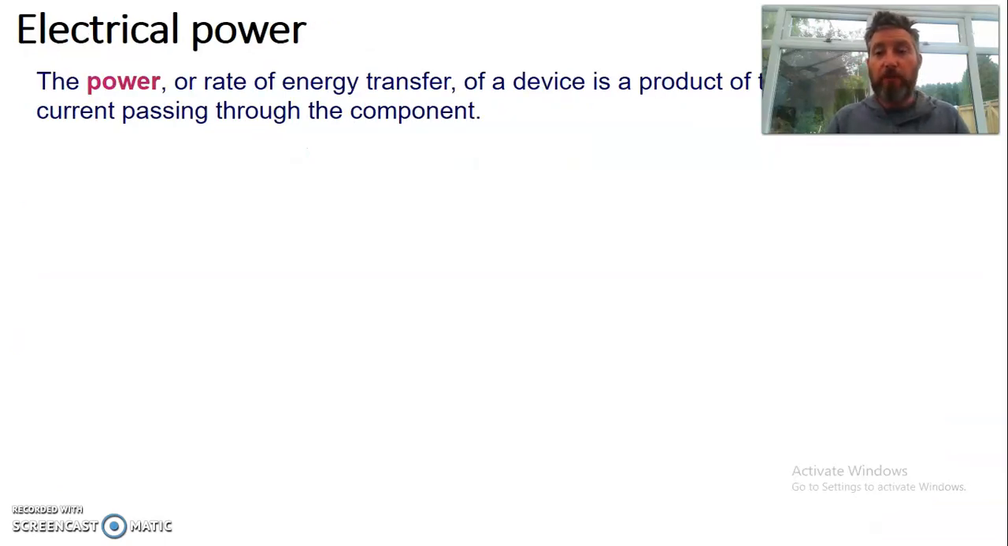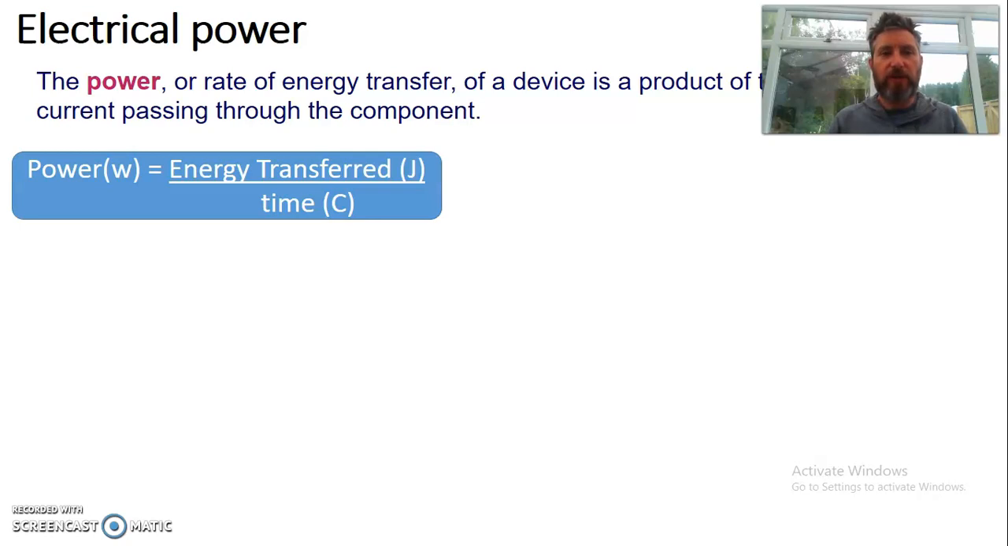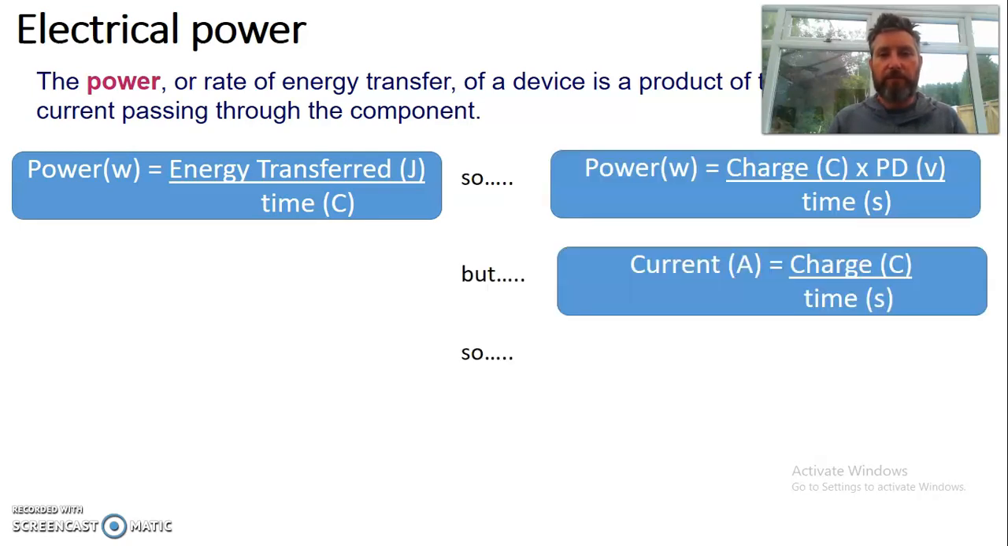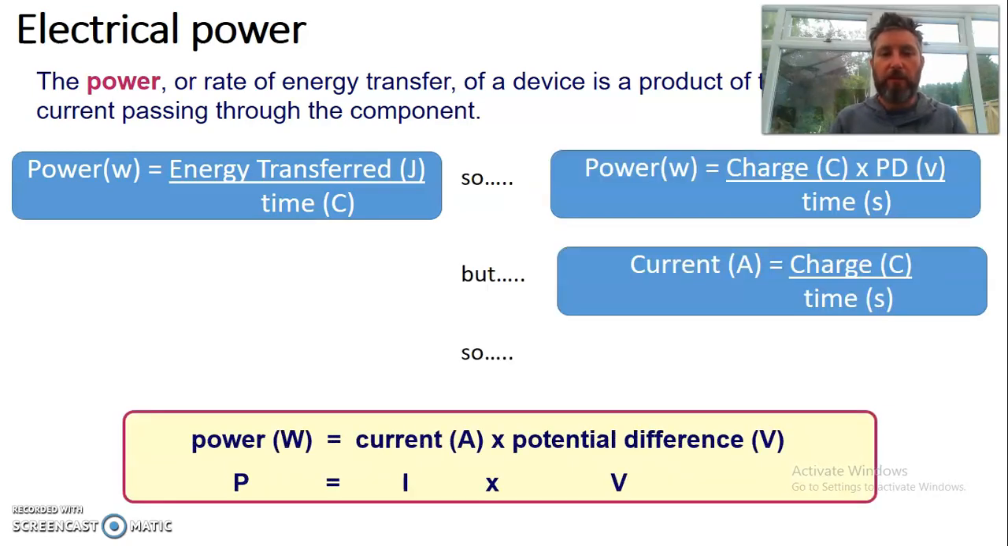Right, power. This one does come up a lot. Power is the rate of energy consumption or transfer. It's a speed measurement. How quickly is that energy being transferred? And it's a product of both the voltage and the current. The more electrons moving per second, the higher the current, the more power goes through. The bigger the push, the more power. So the equation for this is this. P equals I times V. Power is current times potential difference, or voltage. Power is current times voltage.